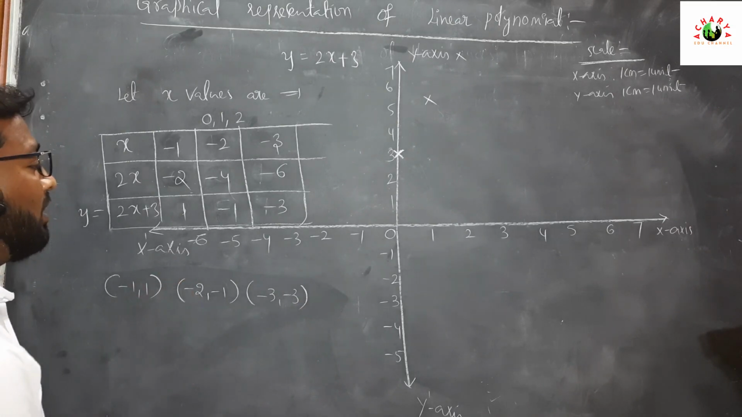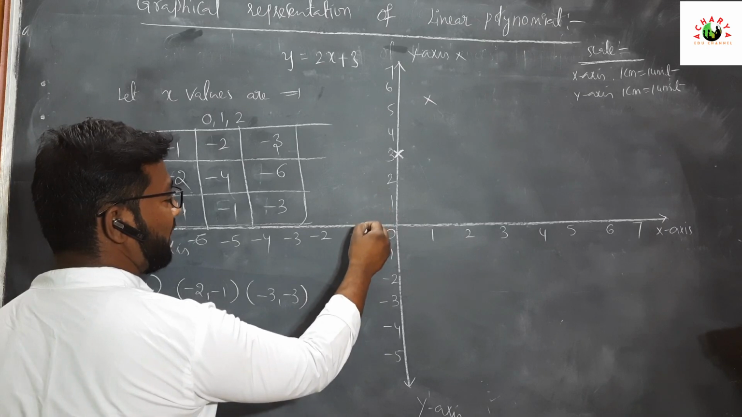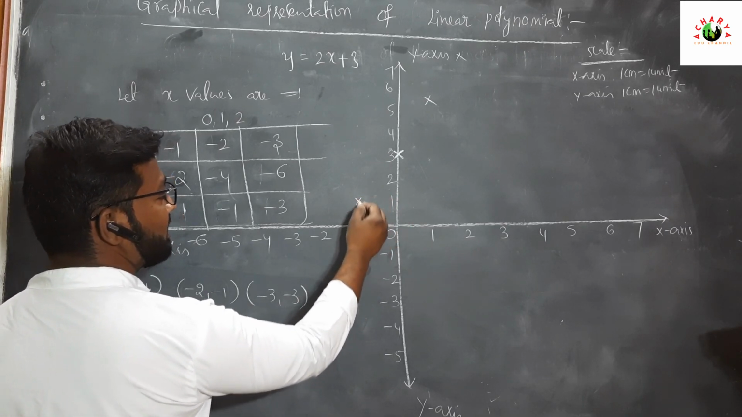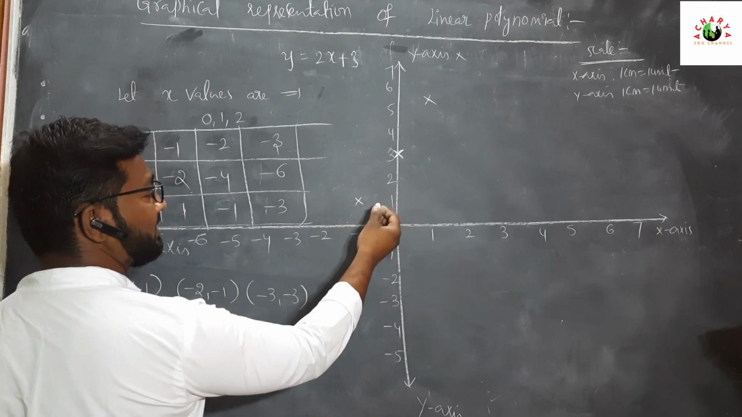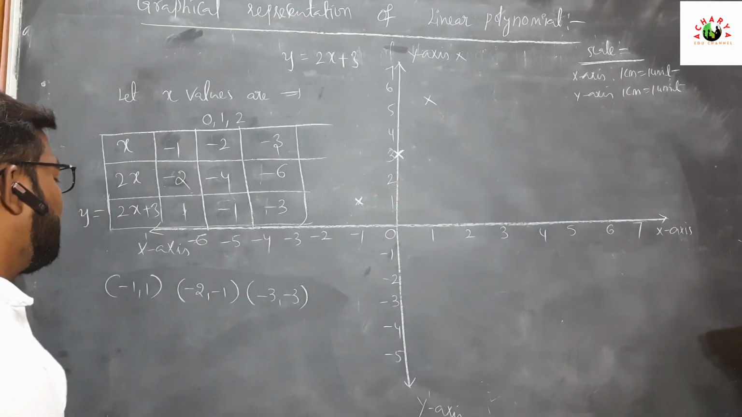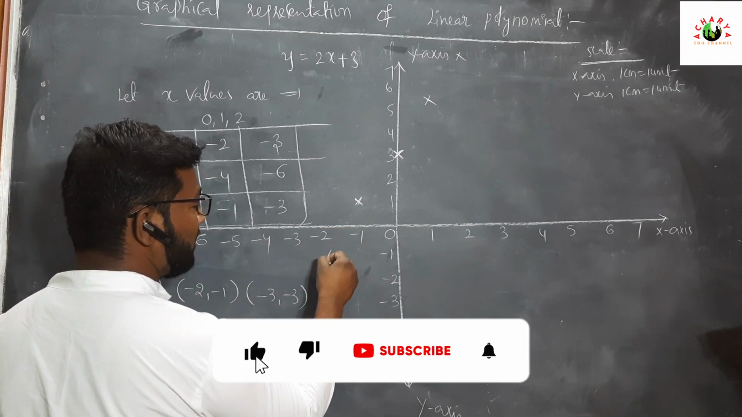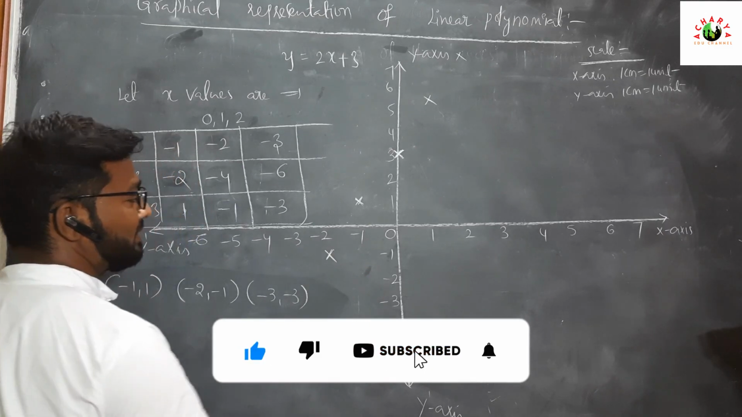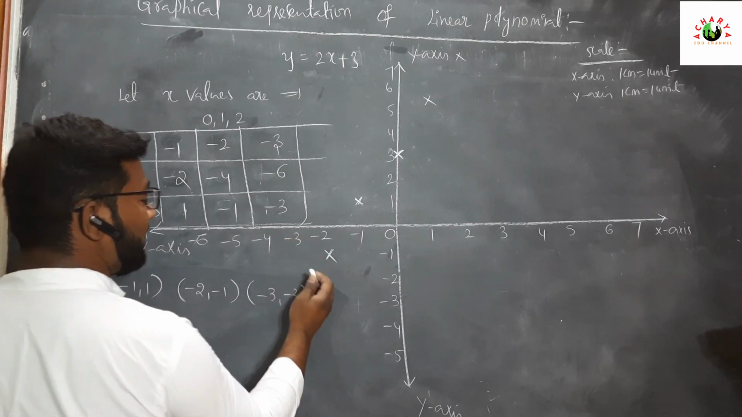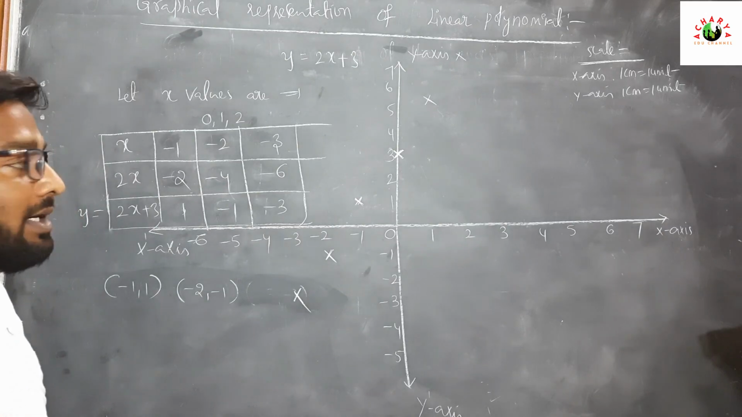See -1, 1. Here -1 is x-axis and 1 is y-axis. The middle point is here. That is -1, 1. Next -2, -1, down. -2, -1. Next the last point is -3, -3. So here -3, -3.